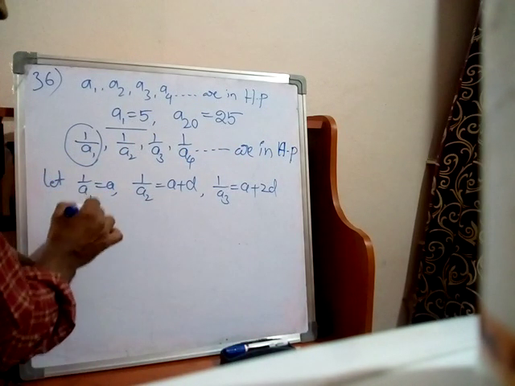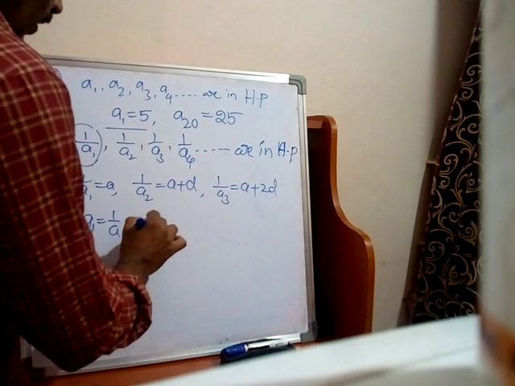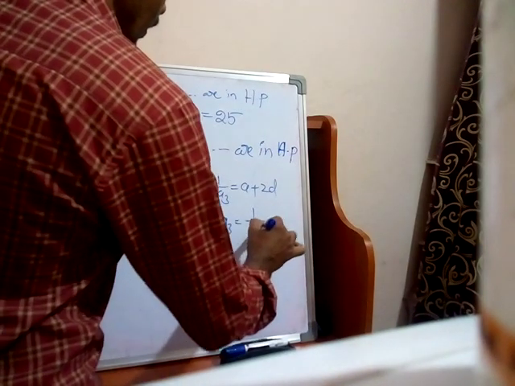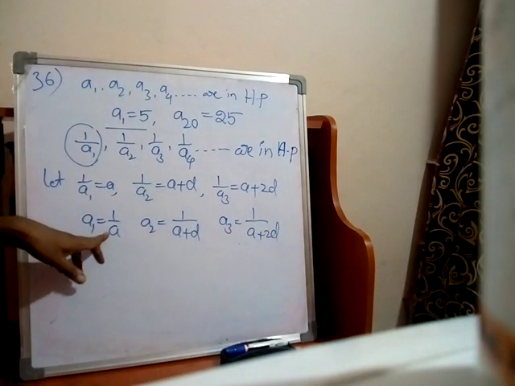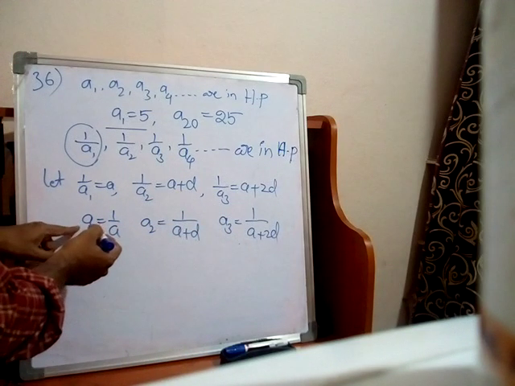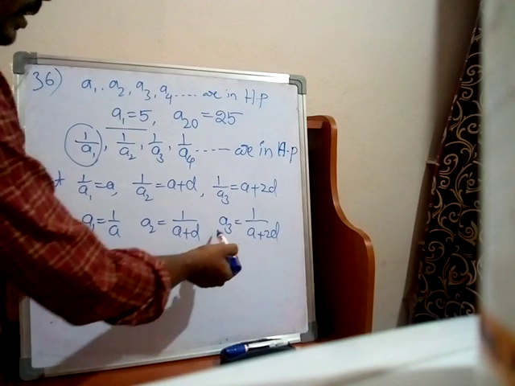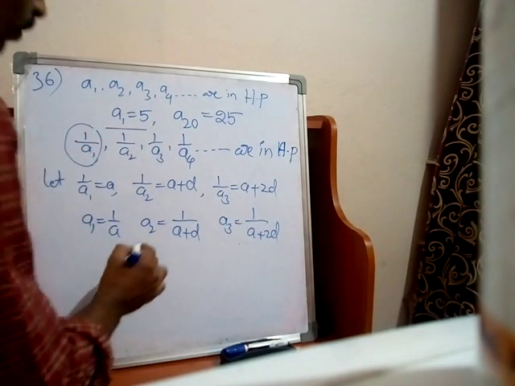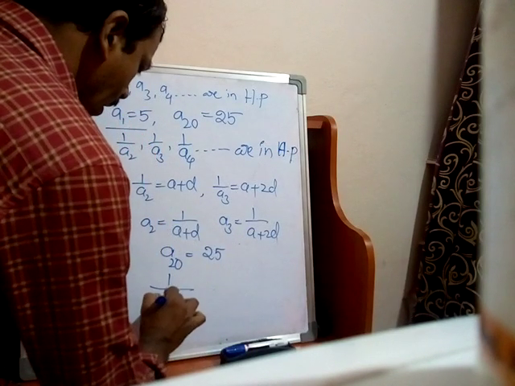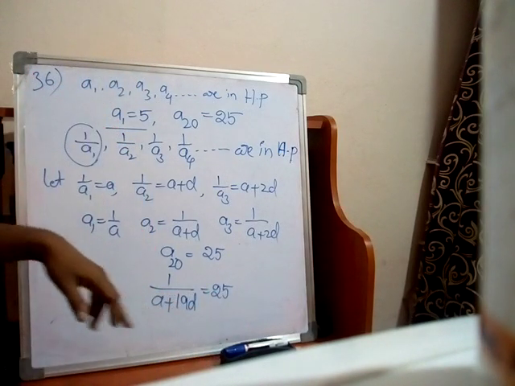Okay, so here a1 is equal to 1 by a, a2 is equal to 1 by a plus d, a3 is equal to 1 by a plus 2d. Take the reciprocal: a, a plus d, a plus 2d are in AP, so if you take the reciprocal, they are in HP. a1, a2, a3 are in HP. And a20 is given, so a20 is equal to 25. a20 means 1 by a plus 19d is equal to 25.